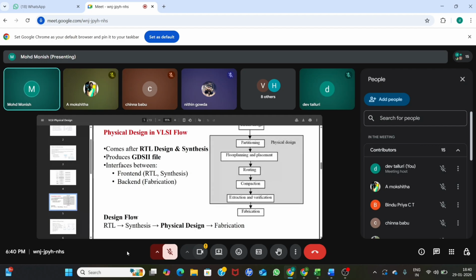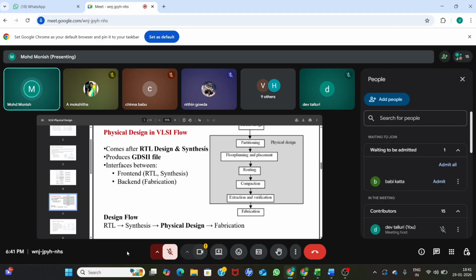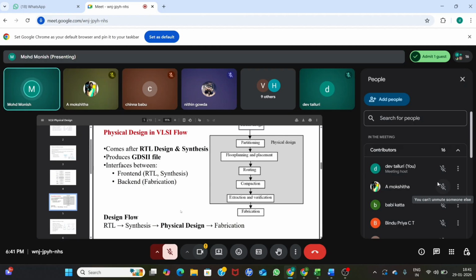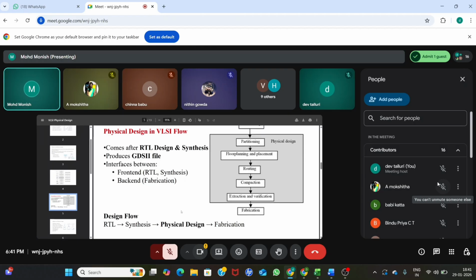The GDS acts as an interface between the front end and back end. In the front end we use the logic, and in the back end we use manufacturing. Design flow: RTL then goes to synthesis, then goes to physical design, and then finally it fabricates.